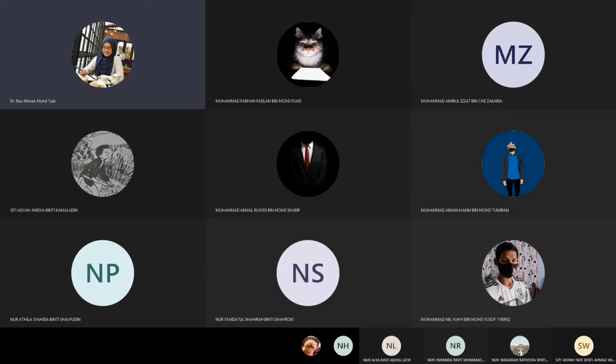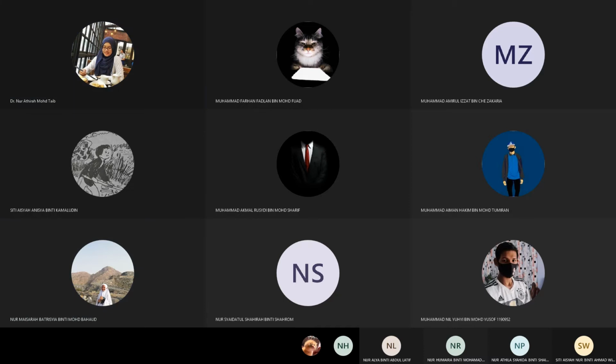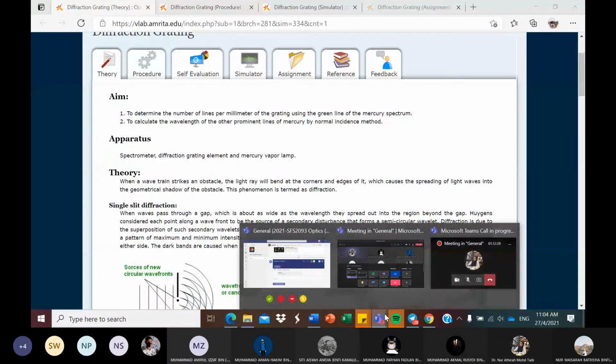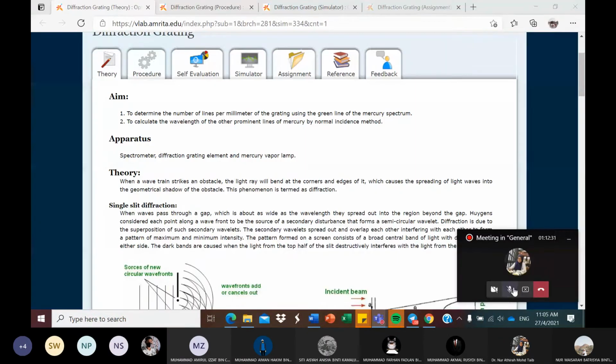So, hopefully G1 dengan G3 faham nanti you nak buat. Okay, so we move to the last group, group 3, tentang apa, diffraction grating ke? Diffraction grating. Alright, you may start your presentation. Hello, nampak tak? Assalamualaikum. Nampak. Okay, terima kasih.